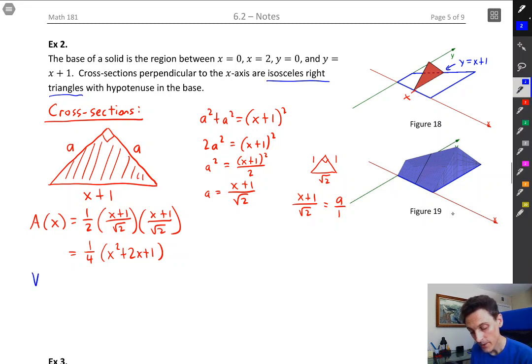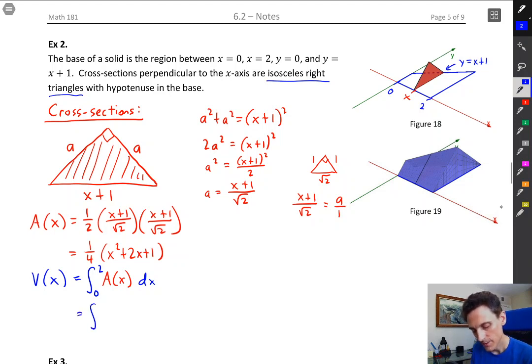So now we've gotten past the hard part. The hard part is just trying to figure out what the areas of those cross sections are as a function of x. Now that we have that, we'll plop that area into our integral. And what are we integrating from and to? So if you said from x equals 0 to x equals 2, that would be correct. That's the left side and the right side of our region, of our solid. 0 to 2.